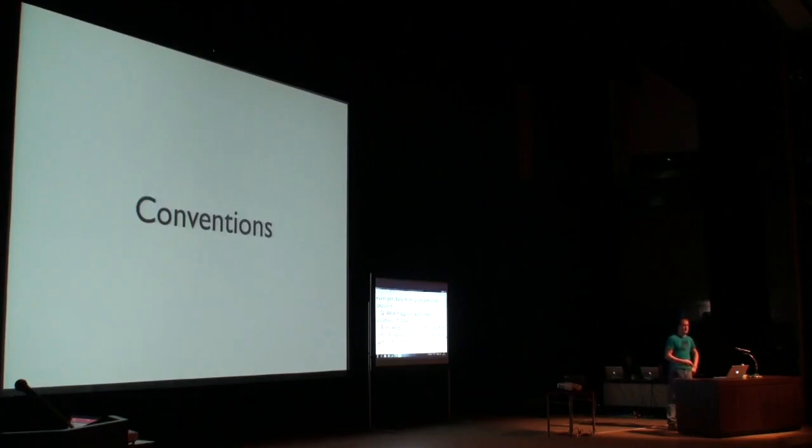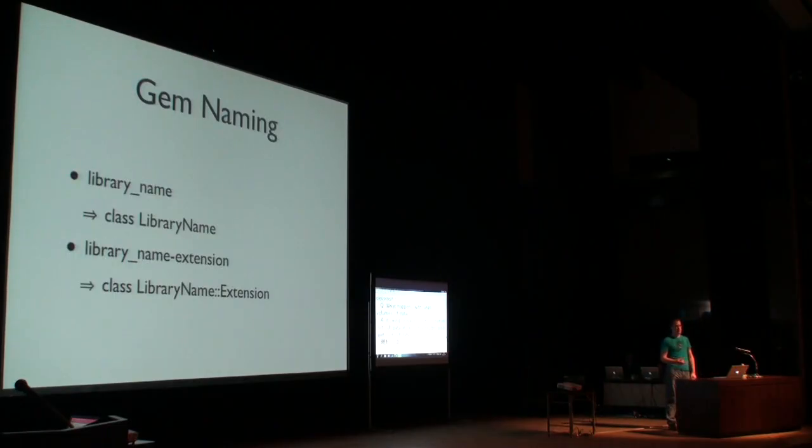The first thing you should do is follow some standard conventions so that your library works similarly to the way everybody else writes libraries. First off, for naming a library, I think you should put an underscore between the words in your name and then map that to the class, so that it's easier to figure out what file to require and what class would show up. And if you're writing an extension for another library, you should put a dash between the original library's name and your extension.